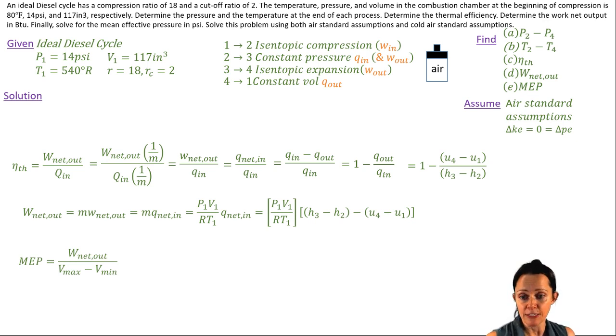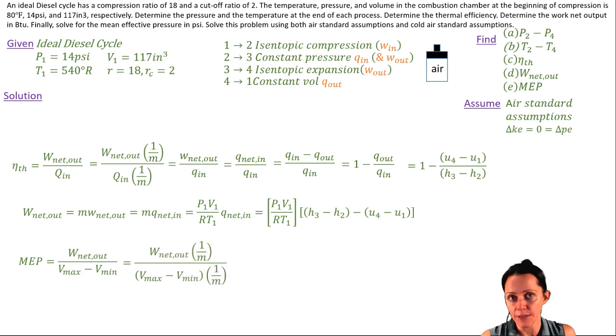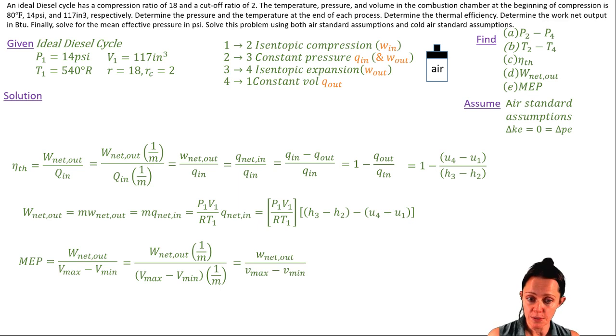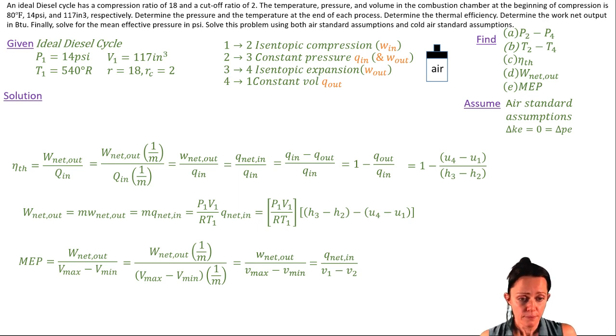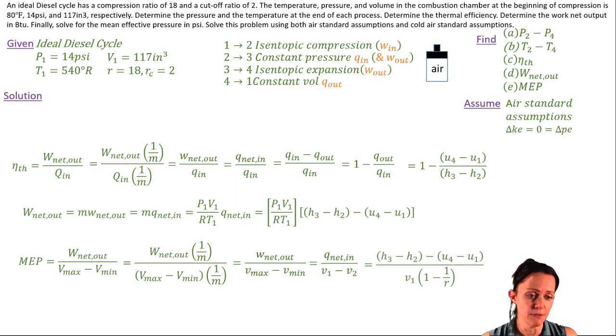And then I get my mean effective pressure, so it's written in terms of big W and the displacement volume. And I can divide through by mass and get things in terms of little w and specific volumes. So maximum is before compression, minimum is after compression. Then I could rearrange that specific volume. I can define the V2 based on V1.